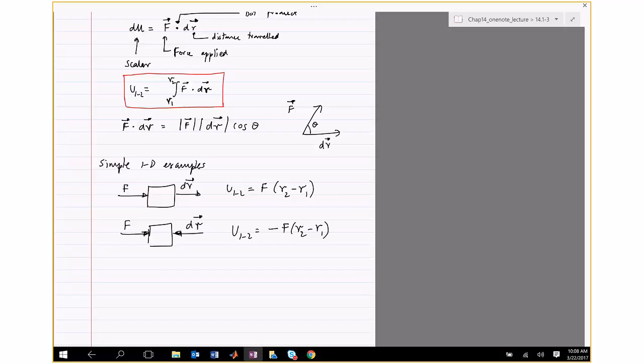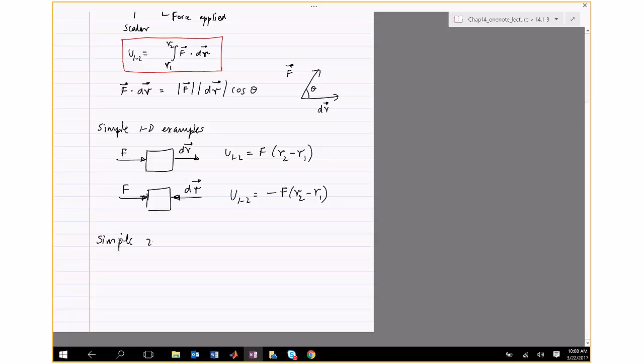So here is a simple 2D example illustrating the dot product. If you have a particle on the ground, it's acted upon by, let's say, a normal force, and then dr is the displacement in the horizontal direction, then the work done is what? What's the work done by the force N? It's zero, because N dot dr is magnitude of N, magnitude of dr times cosine of, what's the angle between N and dr? It's 90 degrees, so that is simply zero.